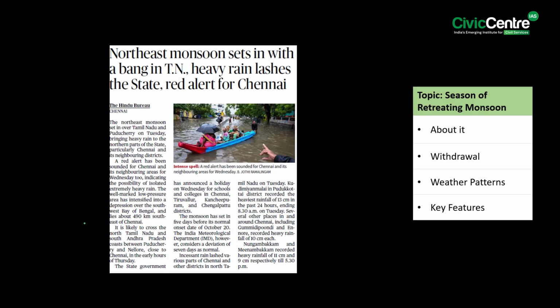The next article of the day says that the northeast monsoon set in over Tamil Nadu and Puducherry on Tuesday, bringing heavy rain to the northern parts of the state, particularly Chennai and its neighboring districts. In this context, let us talk about it.